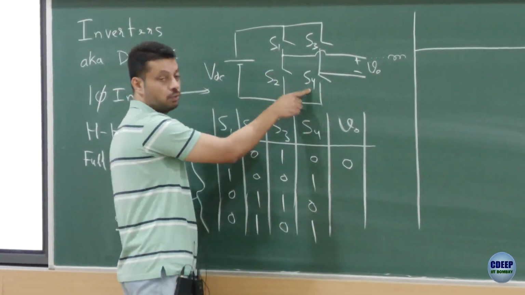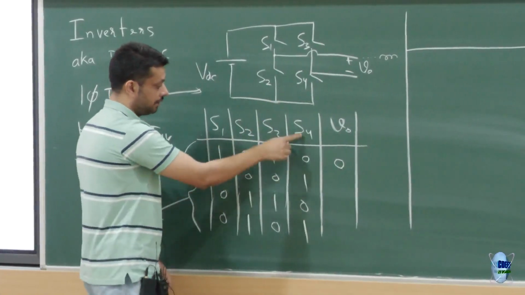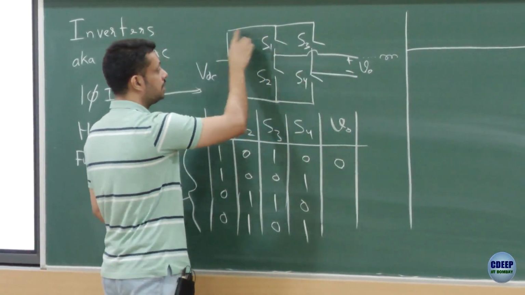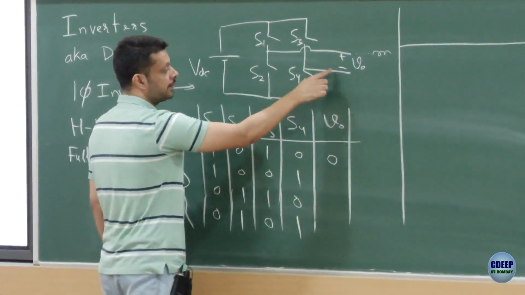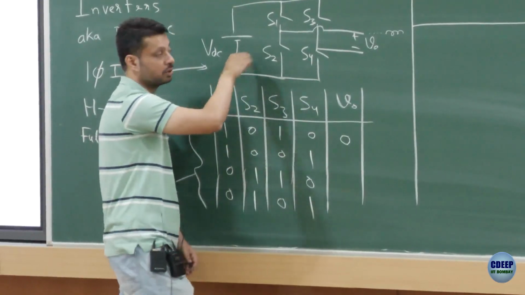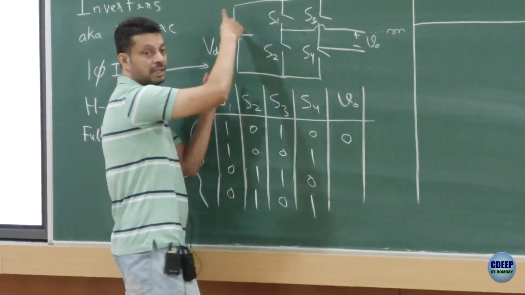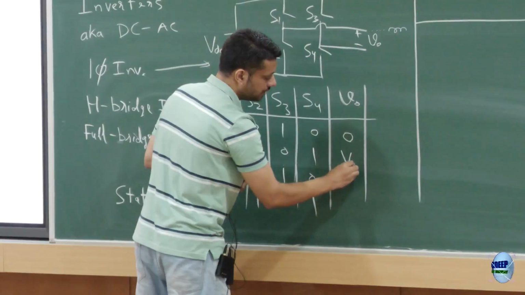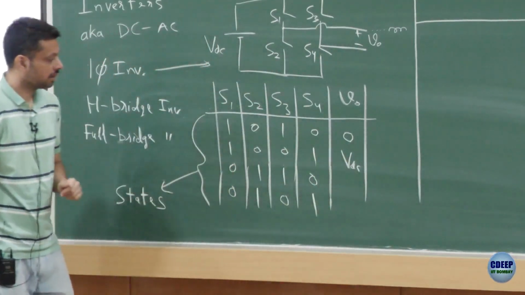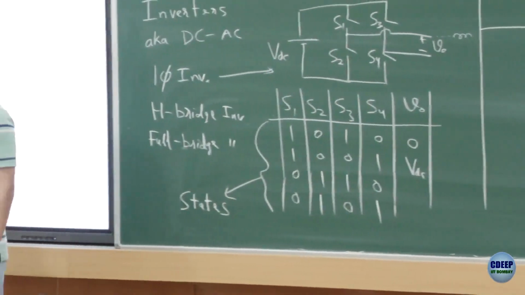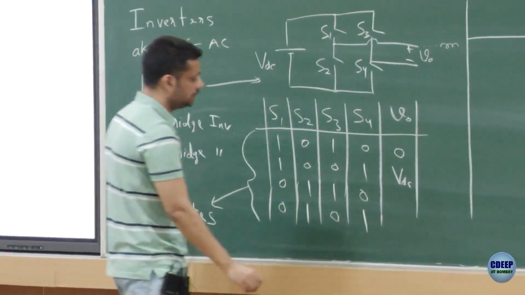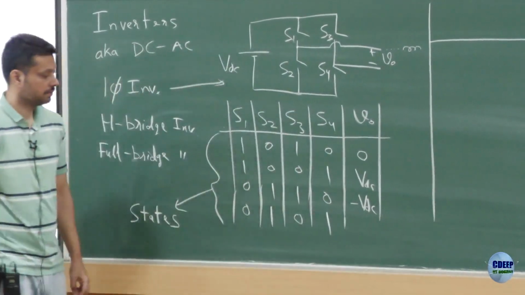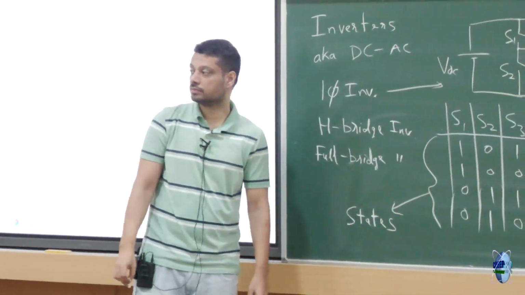Because this switch S4 is on, and S1 is on, that means this point is connected here. So the plus point is connected to the positive of the DC source. The minus point is connected to the negative of the DC source. So the voltage appearing across V0 is nothing but equal to the DC source. So second is VDC. What about the third case? Minus VDC. And what about the fourth case? Fourth case?